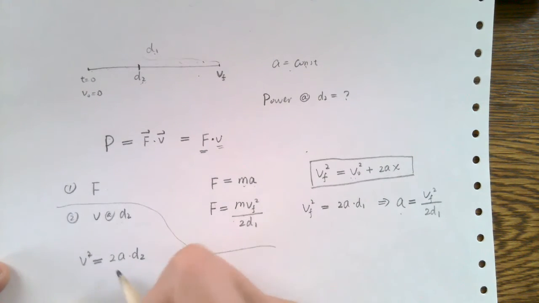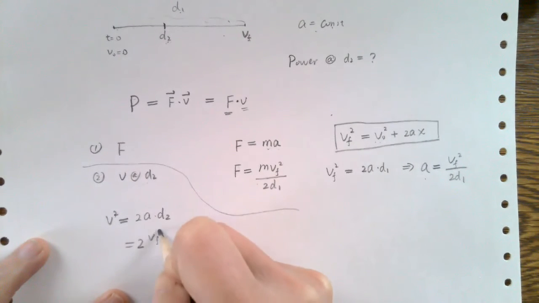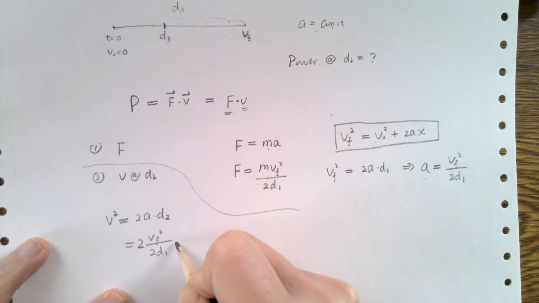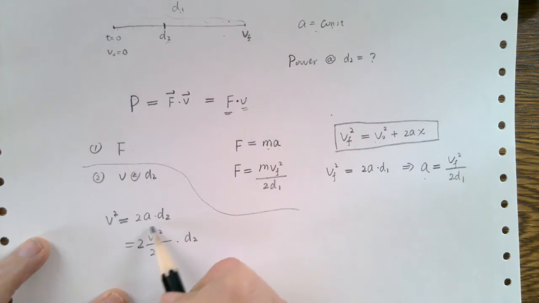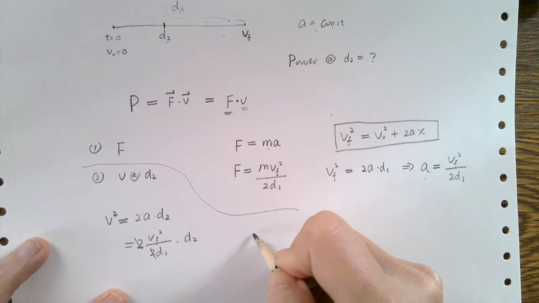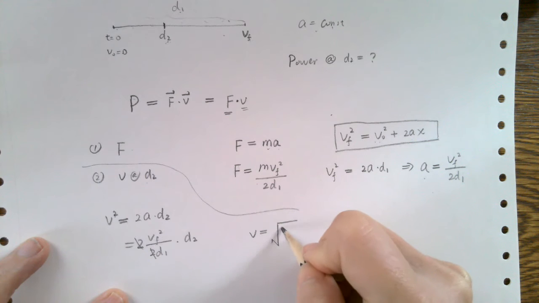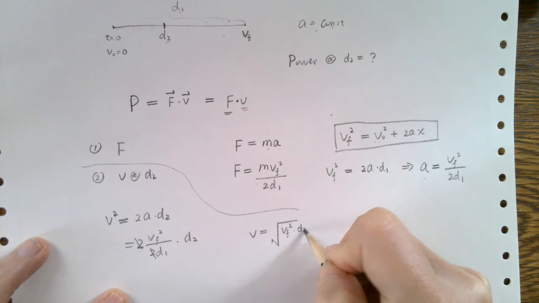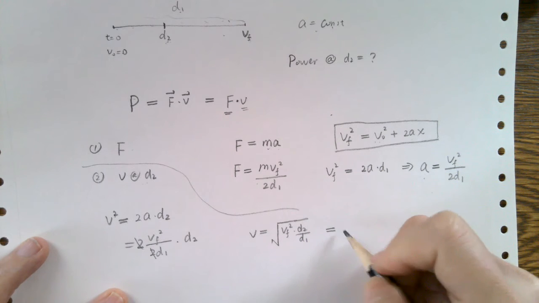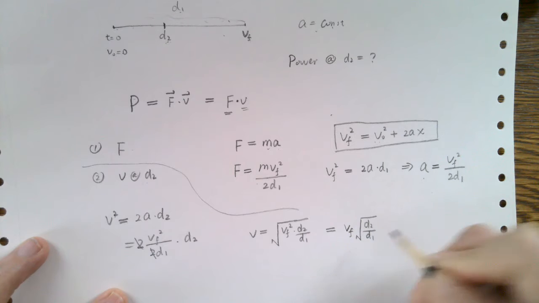Now plug a into the formula. We got 2 times a, vf squared over 2d1, and then times d2. Okay, this is the a we got before. Now we got v cancel out, and we can get velocity equals the square root of vf squared times d2 over d1. And because vf has a square, we can move it out, equals vf times the square root of d2 over d1.